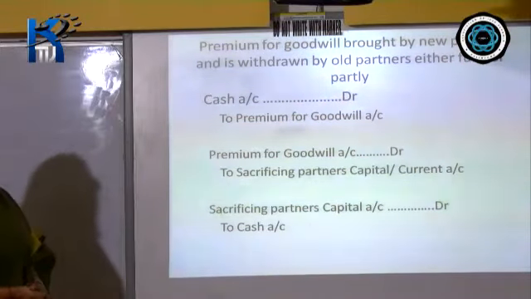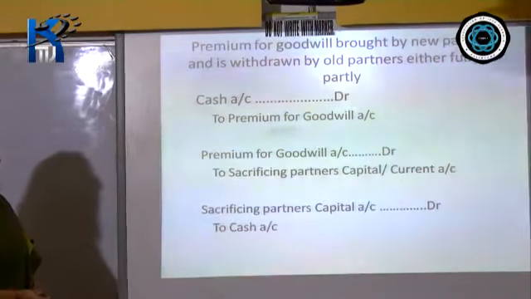It says, premium for goodwill brought by a new partner and is withdrawn by old partners either fully or partly. Now, cash brought in, similar entry, cash account to premium for goodwill. Distribution of premium, similar entry, premium for goodwill account debit to sacrificing partners' capital account or current account. Now here we see there is an additional entry. Why? Because the partners did not leave that cash in the business, they have withdrawn the money from the business.